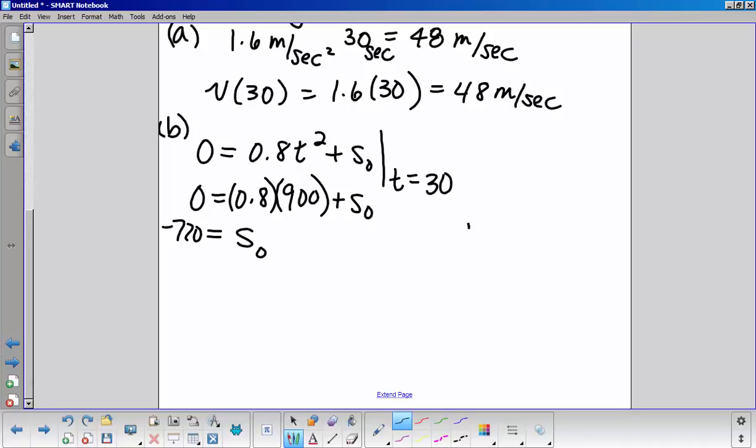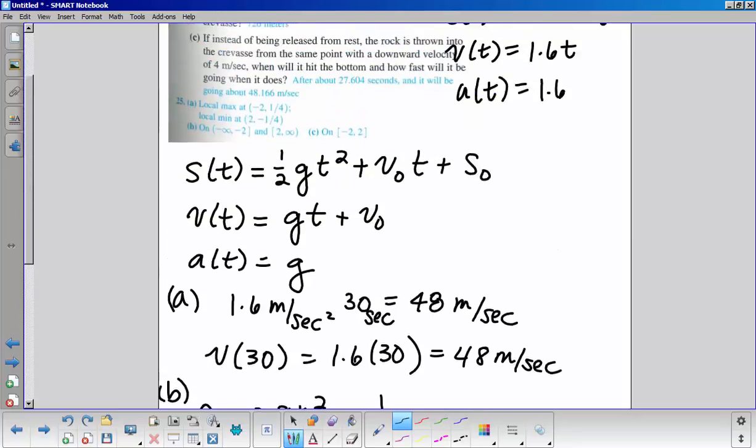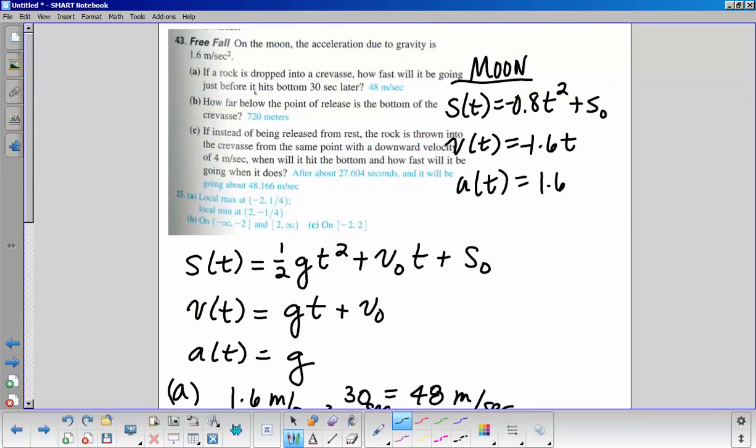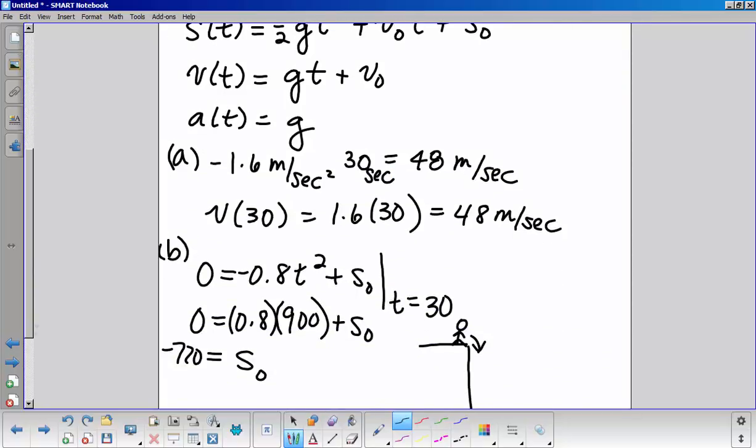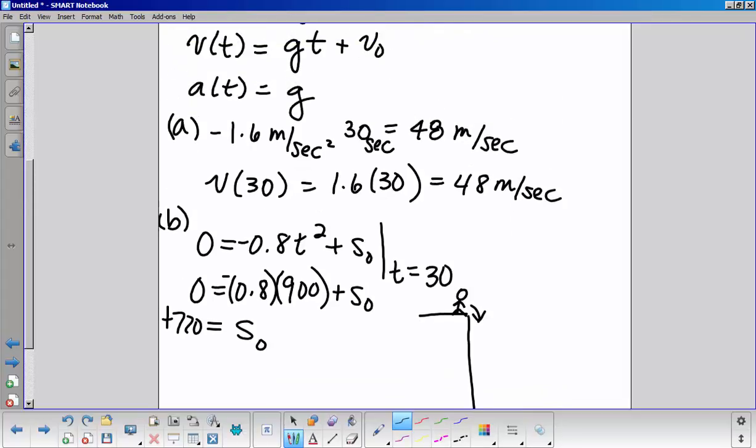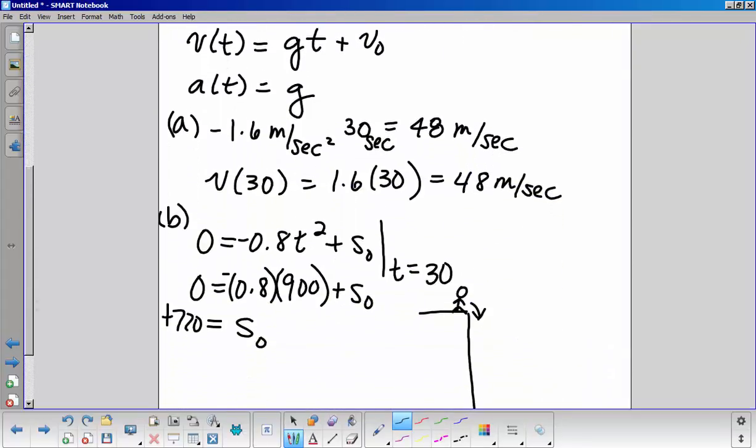Well, think about this. This is the moon crevice. Somebody's standing up here. They're throwing something down. We're not throwing, you're just dropping it, right? So what's our frame of reference? They're saying if this is 0, this is 720 above. I would rather make this negative. Are you guys okay with that? Making this negative, and this negative, and this negative? Yeah, because it's going down. So this is negative, and so this is negative, which makes this positive. I'm much happier. So it's going to be 720 meters down.